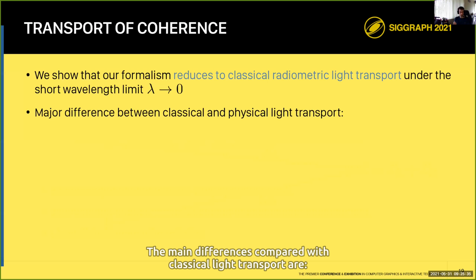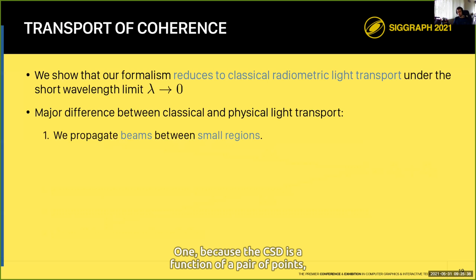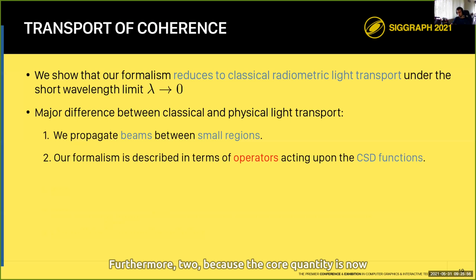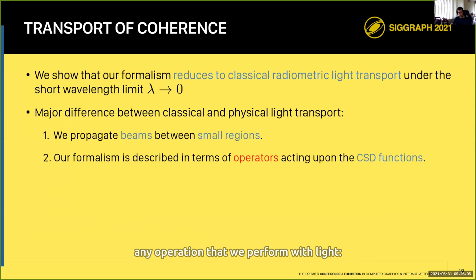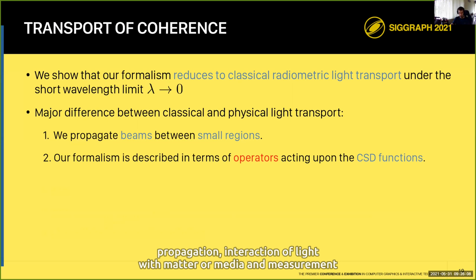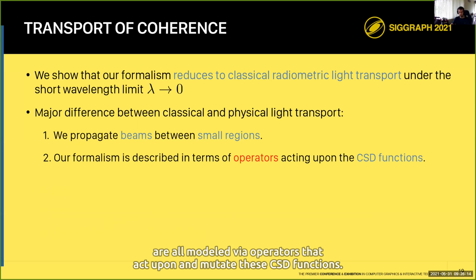The main differences with classical light transport are: 1. Because a CSD is a function of a pair of points, this CSD needs to be defined in a small region, and we now propagate beams of light region to region, in contrast to point to point. Furthermore, 2. Because a core quantity is now a function, the CSD, in place of a value, the radiance, any operation that we perform with light, propagation, interaction of light with matter or media, and measurement, are all modeled via operators that act upon and mutate these CSD functions.